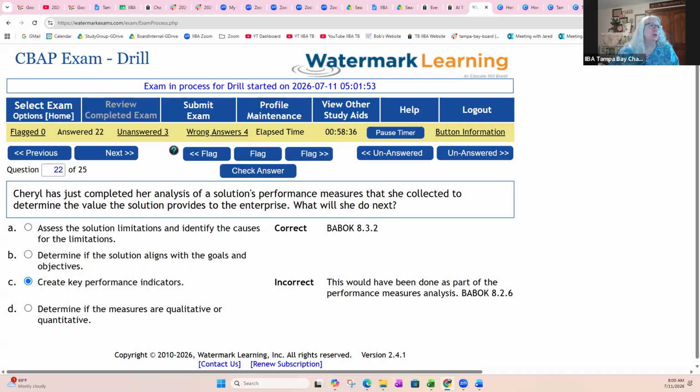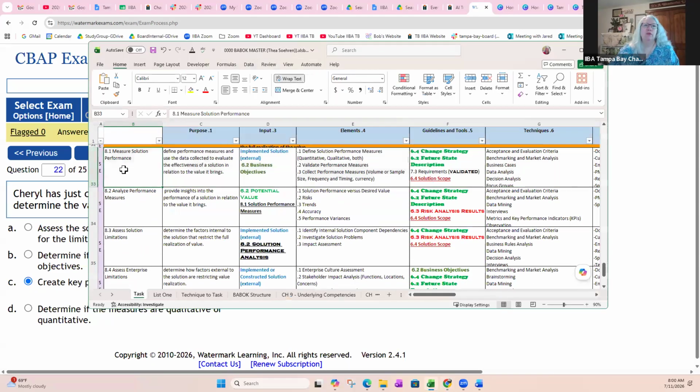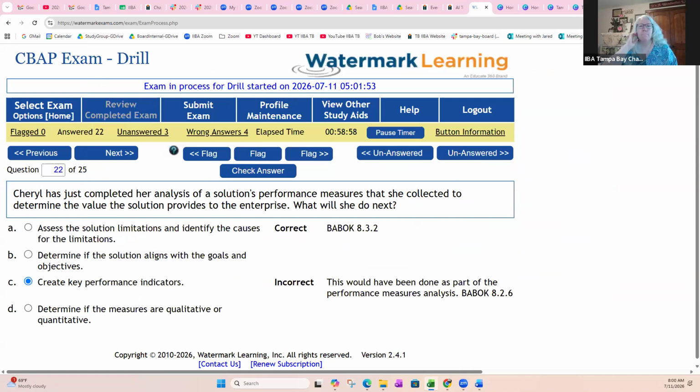So this is where we are. We finished measure solution performance and analyze performance measures. The output of that would be right here in your input for assess solution limitations. But we learn.